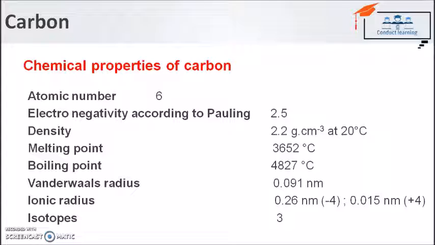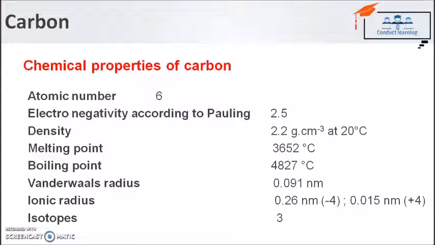It is a non-metal. Electronegativity also defines that carbon is a non-metal, because an electronegative element can only take electrons but can't lose its electrons. That's why it has an electronegative nature. And the electronegativity of carbon is 2.5 only.